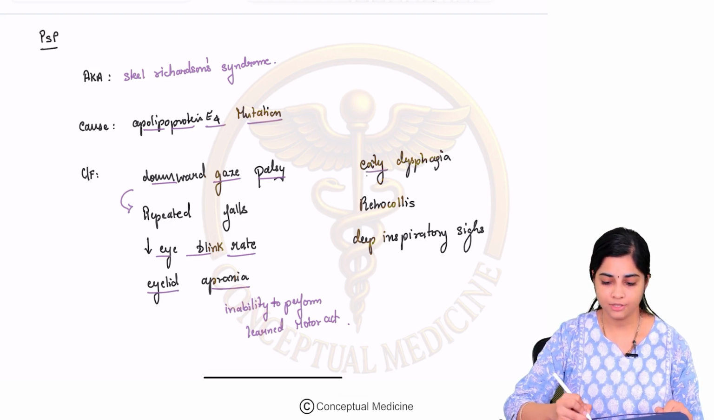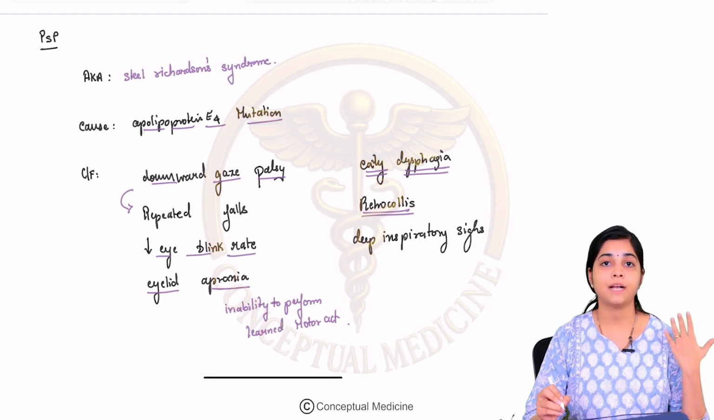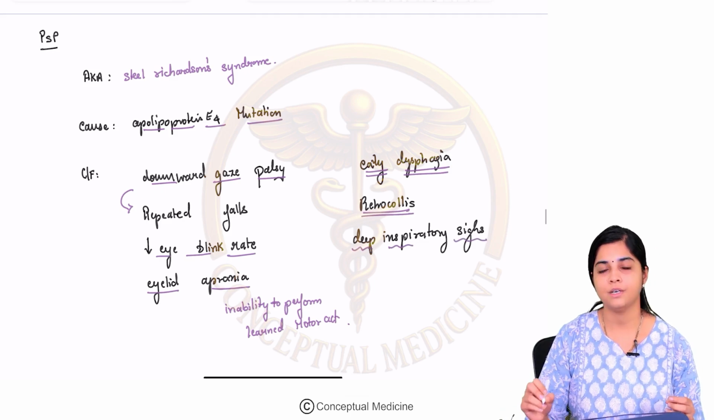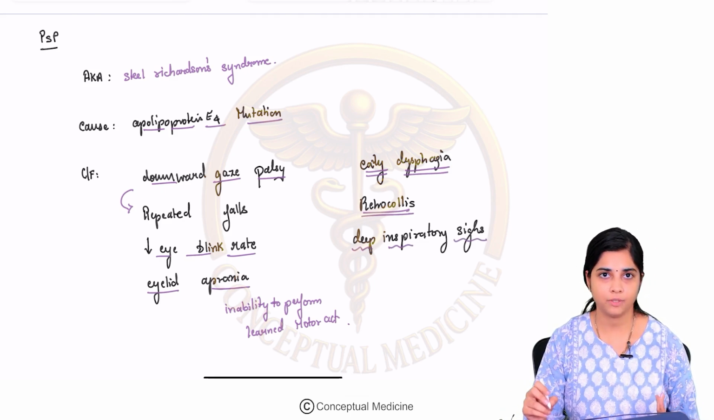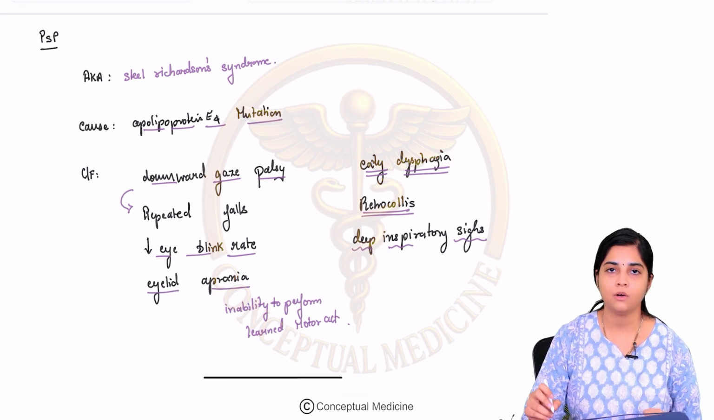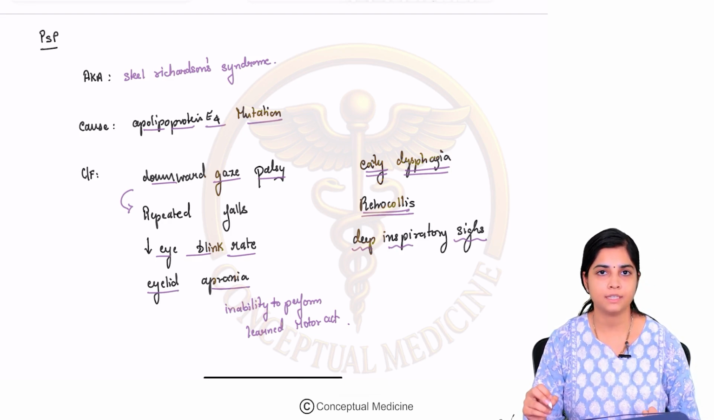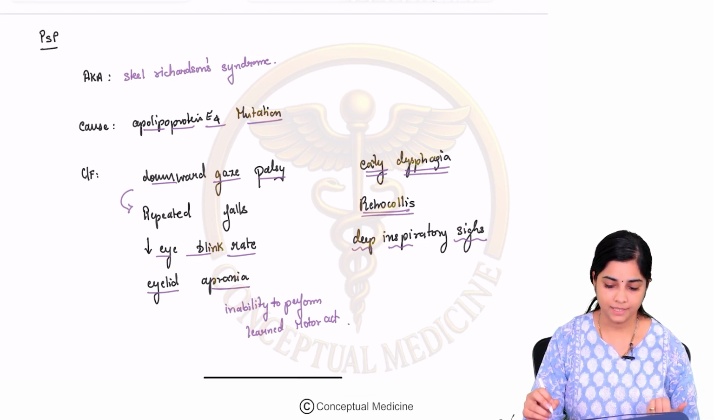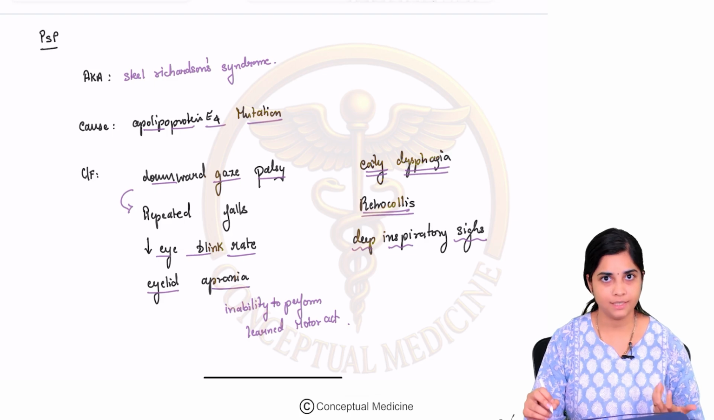Another characteristic feature: you can have early dysphagia, you can have retrocollis, backward flexion of the neck, and they have deep inspiratory sighs where the reason has not been found. These are very peculiar clinical features of PSP. Always remember vertical gaze palsy, difficulty in downward gaze, eyelid apraxia, retrocollis, deep inspiratory sighs. Okay, so this is PSP.